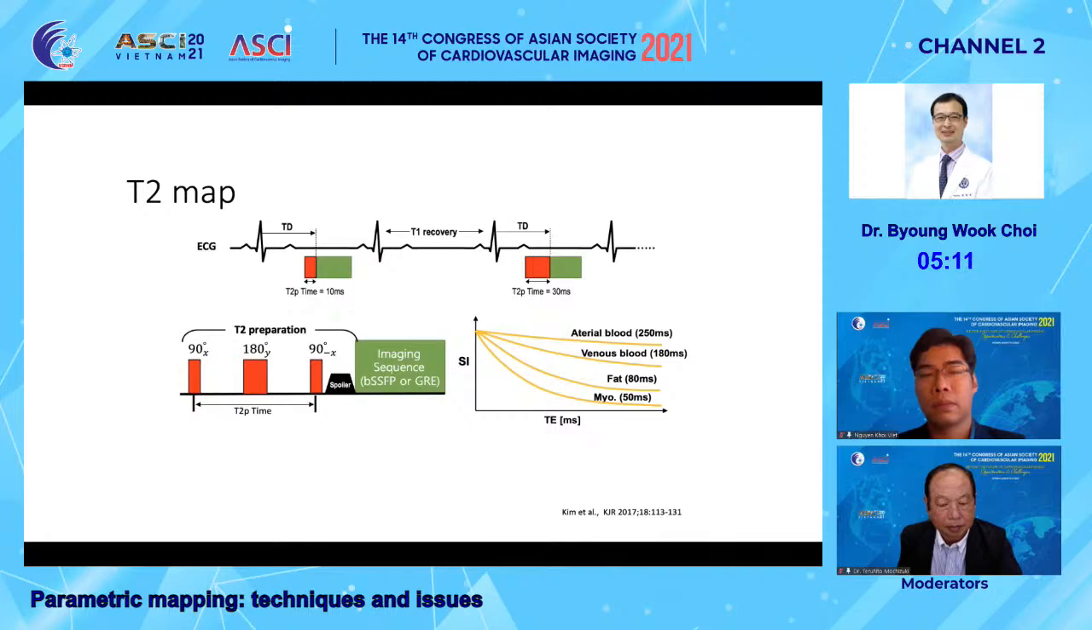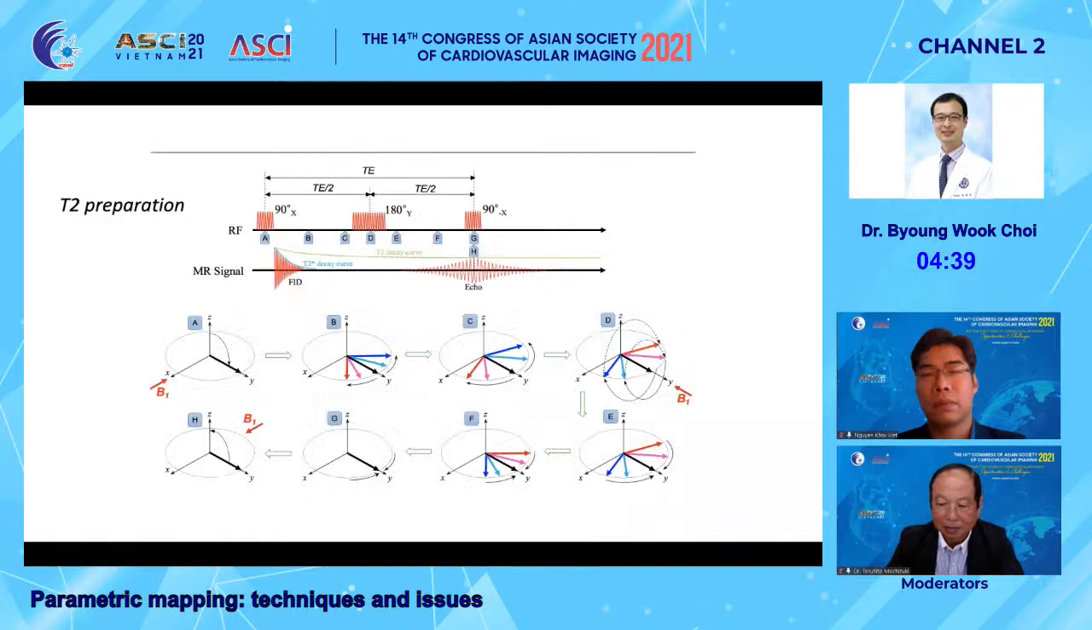After preparation, the magnitude of longitudinal magnetization depends on the degree of T2 decay. This magnitude can be adjusted by varying the duration of the T2 preparation module. There is a spoiler to remove remaining spin vector on the transverse plane. The imaging sequence, either a balanced SSFP or gradient echo sequence, is run immediately after preparation.